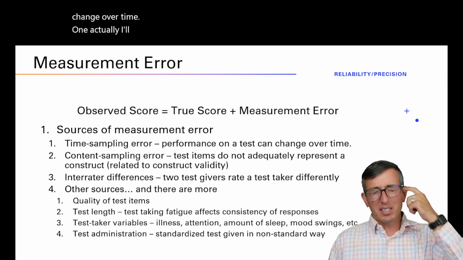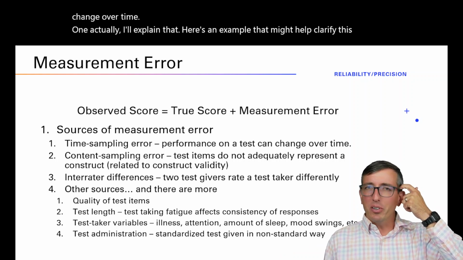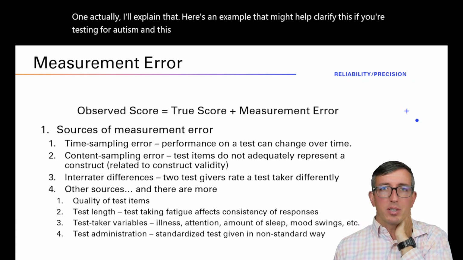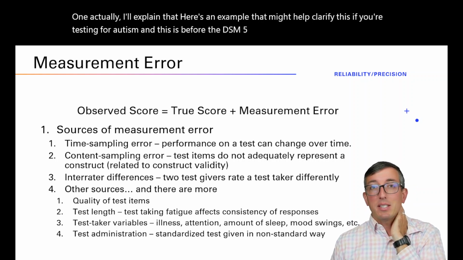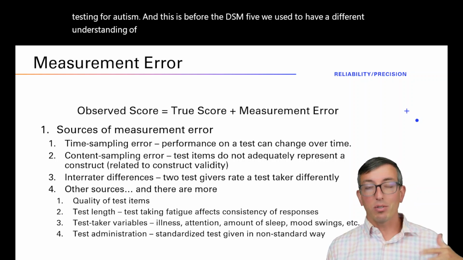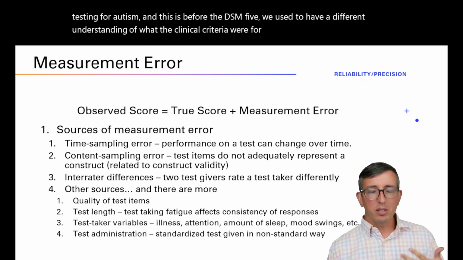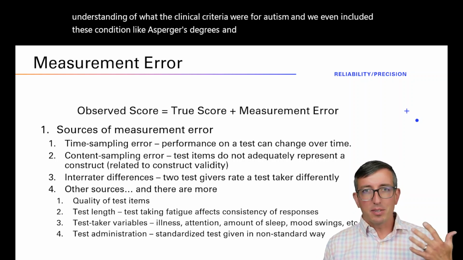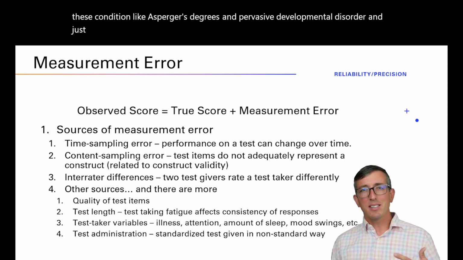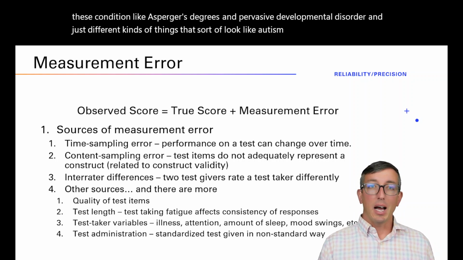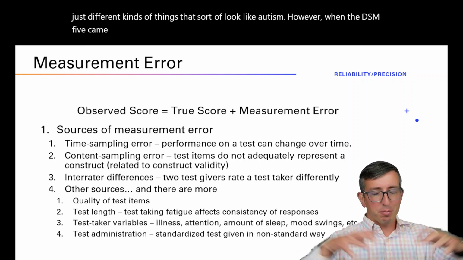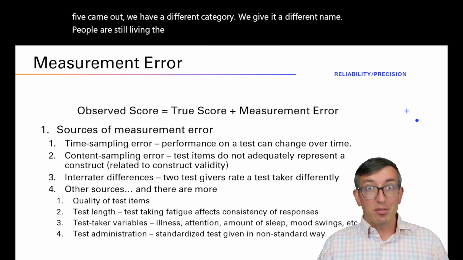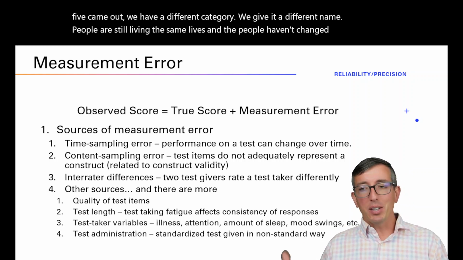I'll explain that. Here's an example that might help clarify this. If you're testing for autism, and this is before the DSM-5, we used to have a different understanding of what the clinical criteria were for autism, and we even included conditions like Asperger's and pervasive developmental disorder and just different kinds of things that sort of look like autism. However, when the DSM-5 came out, we have a different category. We give it a different name. People are still living the same lives, and the people haven't changed, but the way we understand them does.